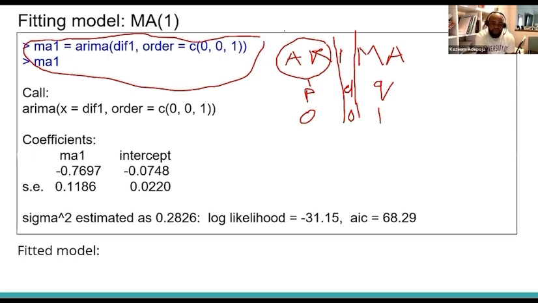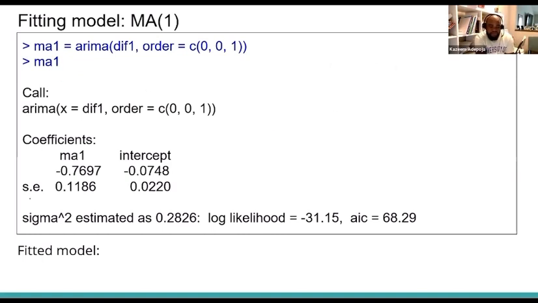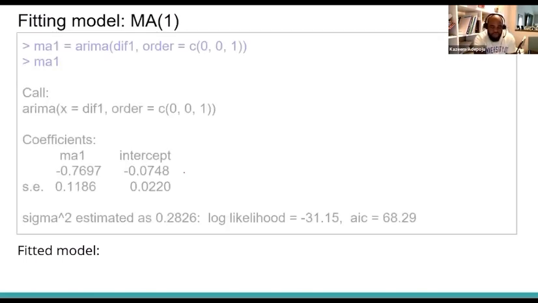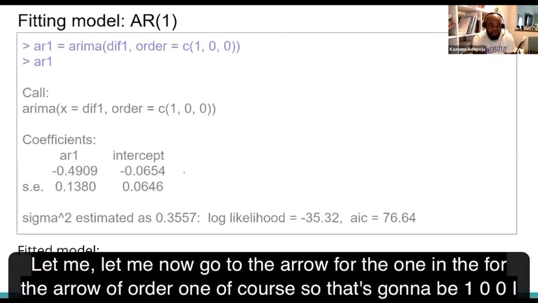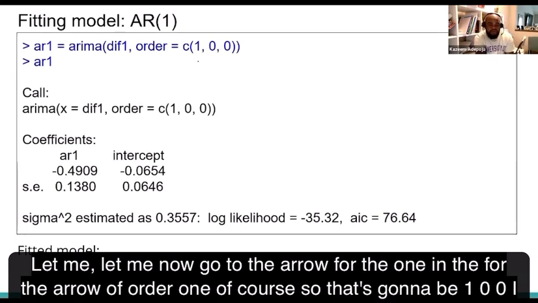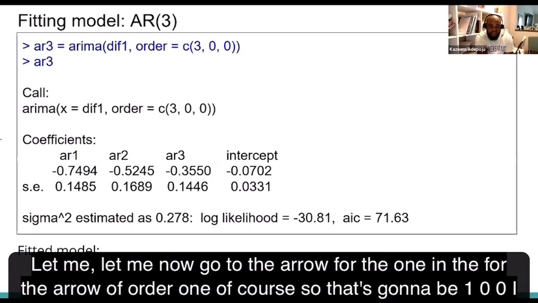And in the end, we got a result. This is the output now. Based on the output, we can write the fitted model. But let me now go to the AR of order 1. For the AR of order 1, of course, there's going to be 1,0,0. I have an output as well. Then I'm going to go to the AR of order 3. For the AR of order 3, it's just going to be 3,0,0.